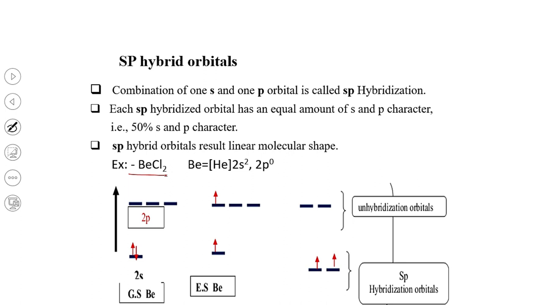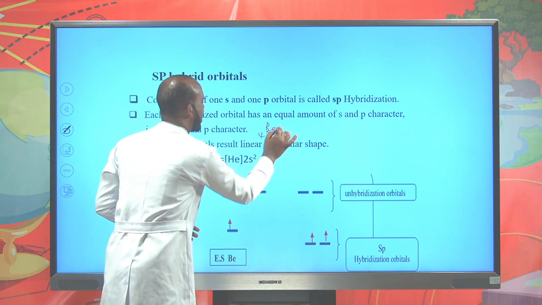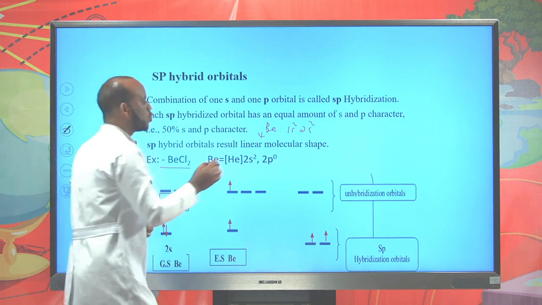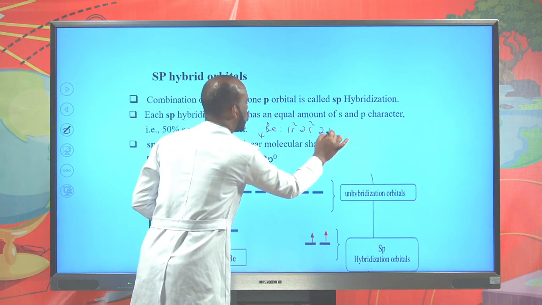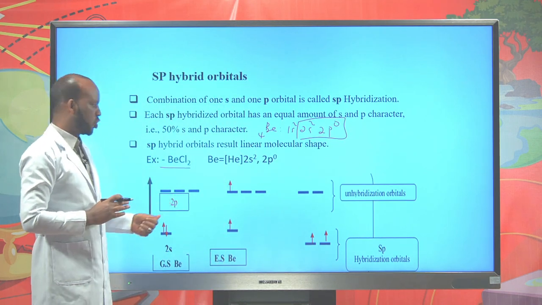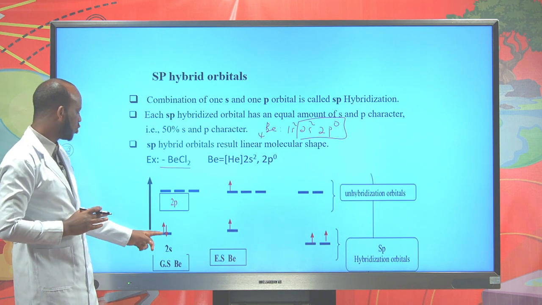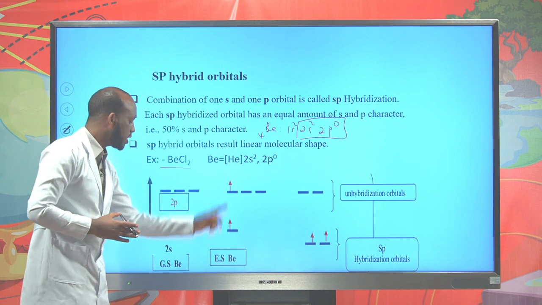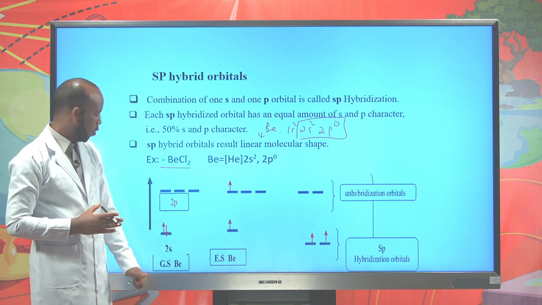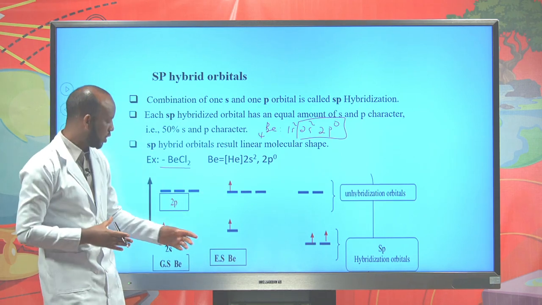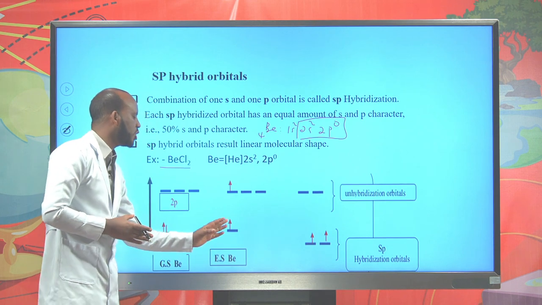Now, the atomic number of beryllium is 4. Electronic configuration of beryllium is 1s2, 2s2. Valence electrons are involved in bond formation, 2p0. Therefore, ground state's electronic configuration of beryllium is 2s2, 2p0. Excited state's electronic configuration of beryllium, you see, one of the electrons is promoted to a higher energy orbital. Now, this is the excited state's electronic configuration of beryllium.